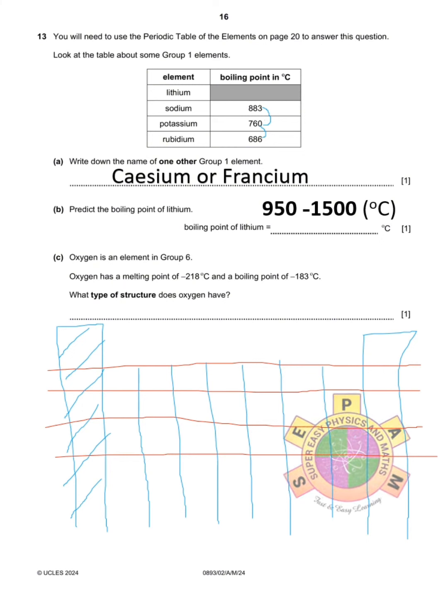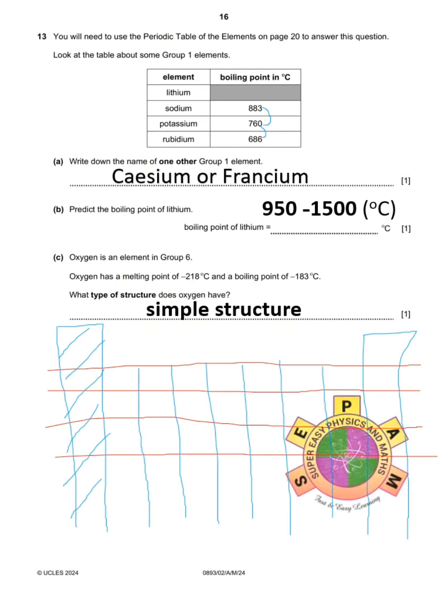Now, oxygen is an element in group 6. Oxygen has a melting point of negative 218 degrees Celsius and a boiling point of negative 183 degrees Celsius. What type of structure does oxygen have? It's a simple structure. The oxygen molecule is a simple covalent molecule.